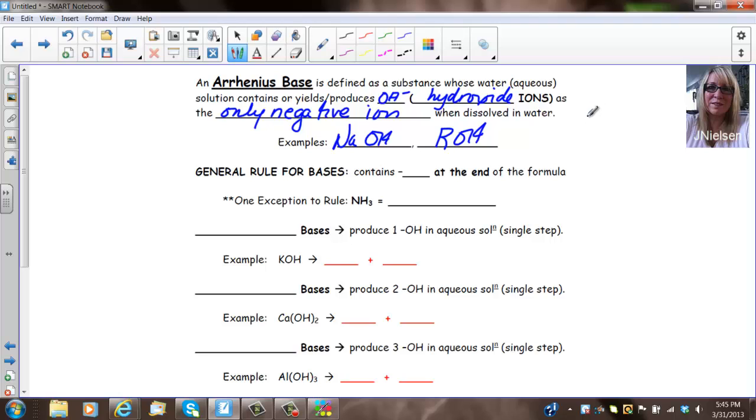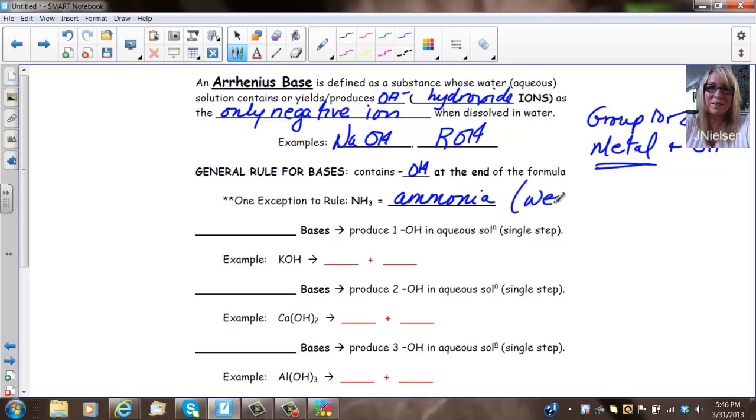General rule for bases, it's usually a group 1 or 2 metal. Group 1 or 2 metal plus OH. And it contains an OH at the end of the formula. One exception to that rule is NH3, which is ammonia, and it is classified as a weak base.